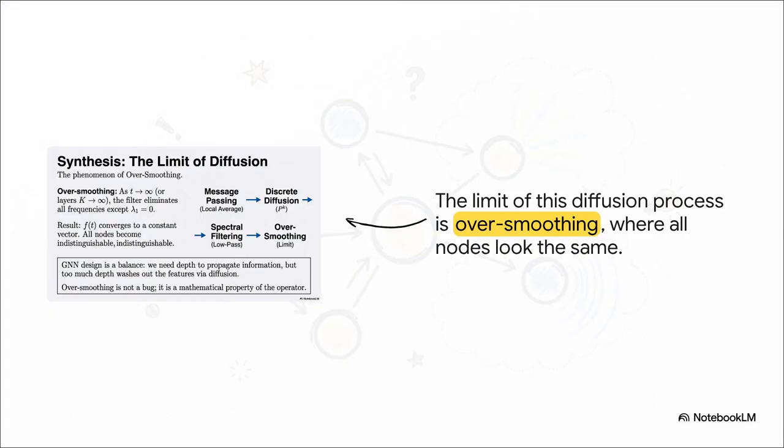And this slide right here synthesizes our entire journey. Local message passing is just discrete diffusion. That diffusion process acts as a spectral low-pass filter. And if you let this process run for too long, if you stack too many GNN layers, you get a problem called oversmoothing. The filter ends up eliminating all the frequencies except the very lowest one, and every single node in the graph ends up with the exact same value. They become completely indistinguishable from one another.